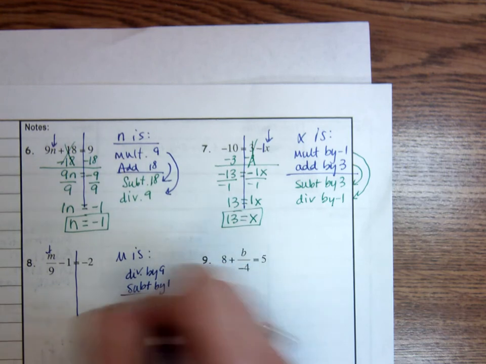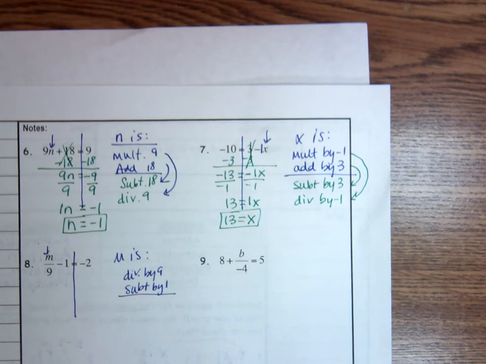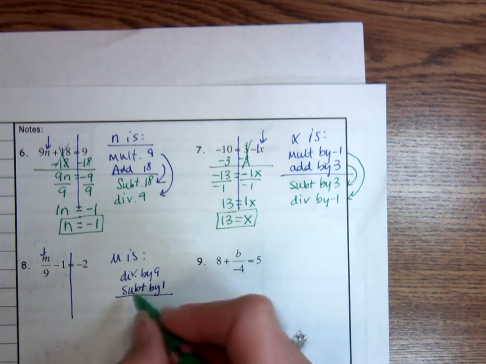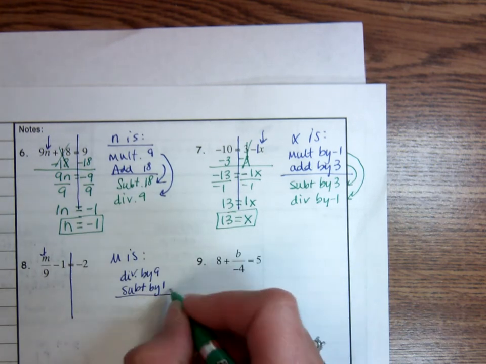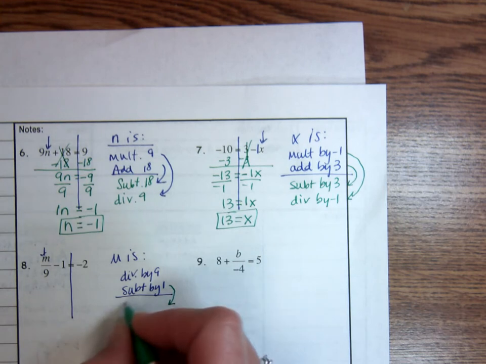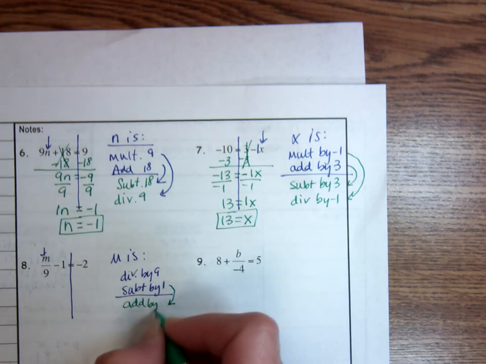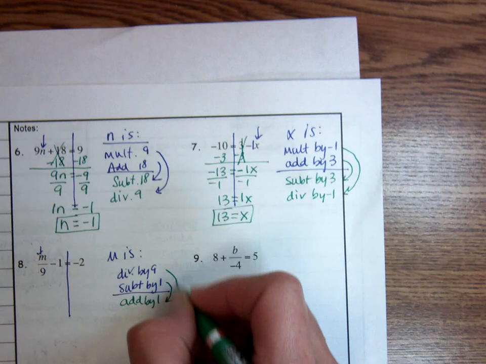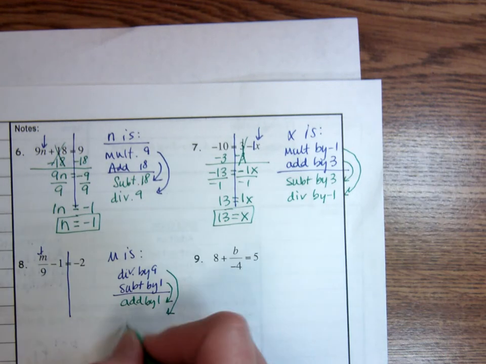And so we have to reverse those. When we reverse them, we start with the last thing that happened. So then we reverse the subtract by 1 and we add by 1. Then we're going to reverse the divide by 9 and we're going to multiply by 9.